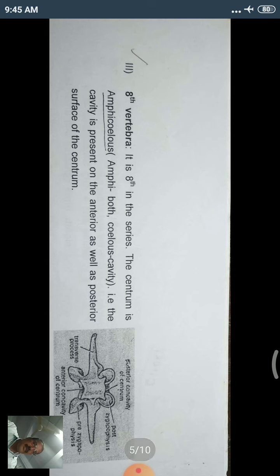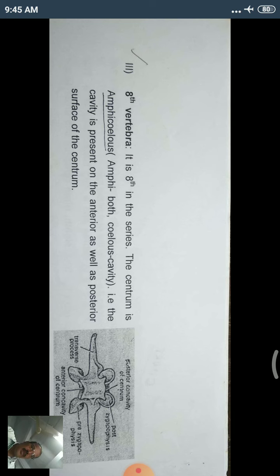Eighth vertebra. It is eighth in the series. The centrum is amphicoelous. Amphi means both, coelous means cavity. That means the cavity is present on the anterior as well as the posterior surface of the centrum.